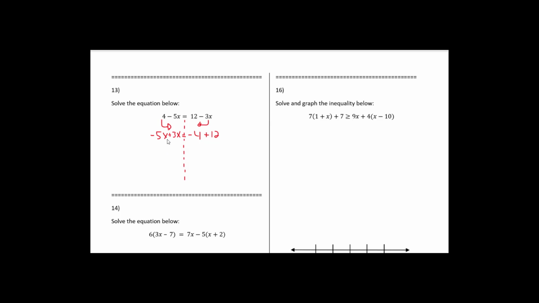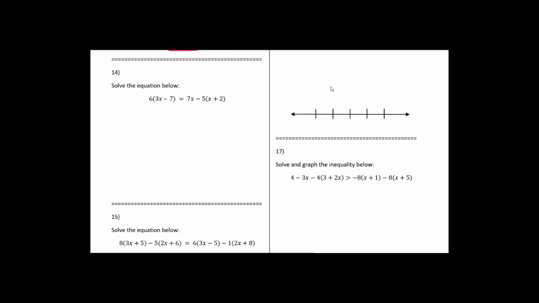And then negative 5x plus 3x equals negative 2x. And negative 4 plus 12 is positive 8. Divide both sides by negative 2. So that means x equals negative 4. And that's our answer. Okay, let's go on to the next problem. That will be problem number 14.